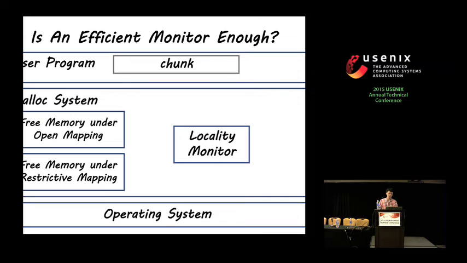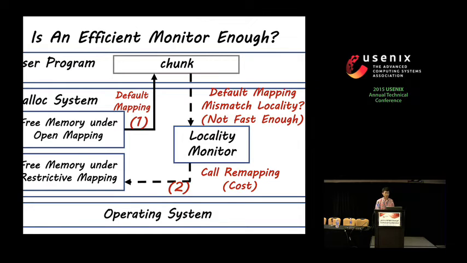So for now, we have a monitor here. In this solution, when a user's request arrives, the Malloc system will return a default mapping for the user program. Then the monitor will sample the target chunk and check whether the default mapping mismatches the access locality. If so, it will call for the remapping. And after the remapping, the data chunk will switch to the proper mapping.